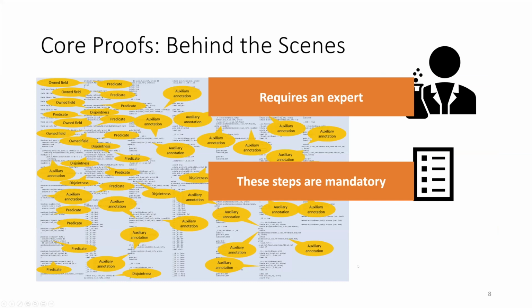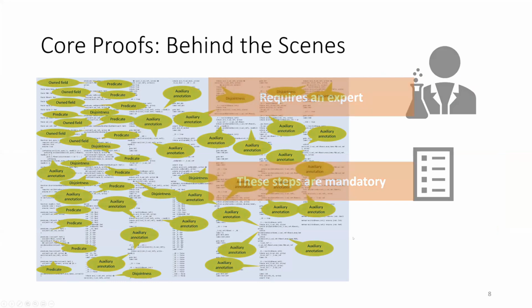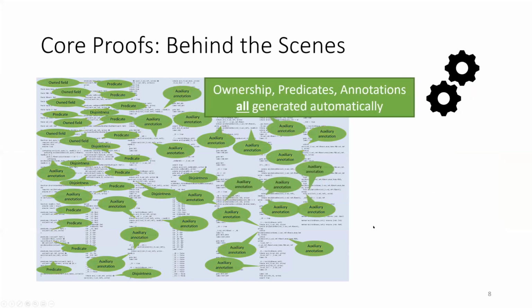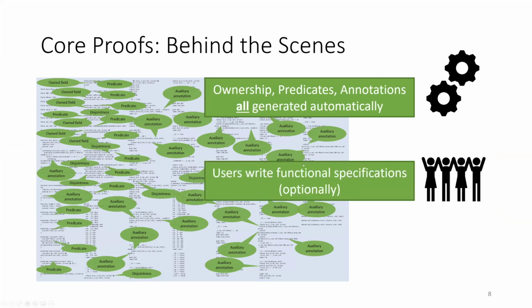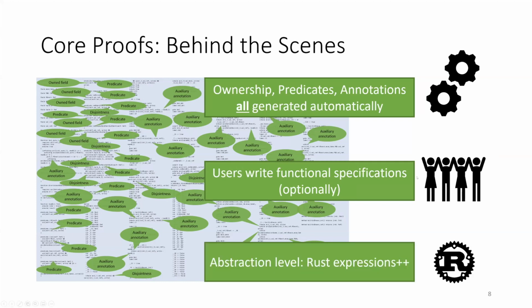So now this picture goes away, and instead of having to write all of these annotations by hand, this is all generated automatically by the Prusti tool. And the users can write their own functional specifications if they wish to say something about what the code actually does, and those will also get pushed through the tool. So the abstraction level stays at this kind of Rust expressions plus plus, as I said before.